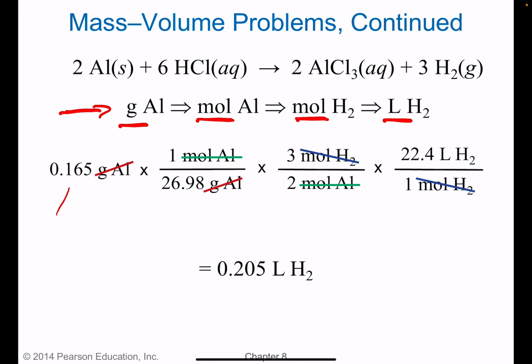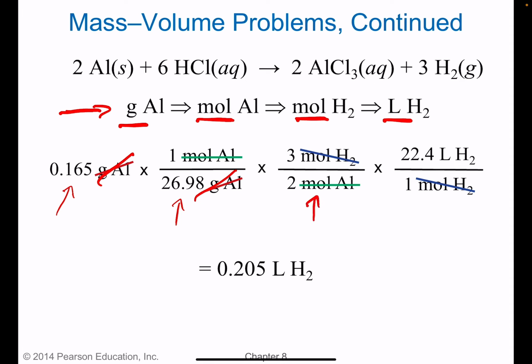This is our setup. So we start with what we know, which was 0.165 grams of aluminum. This is the molar mass of aluminum. So the 26.98 came directly off the periodic table. We put the 26.98 in the denominator so that grams of aluminum cancels.